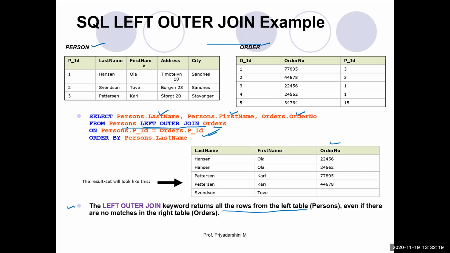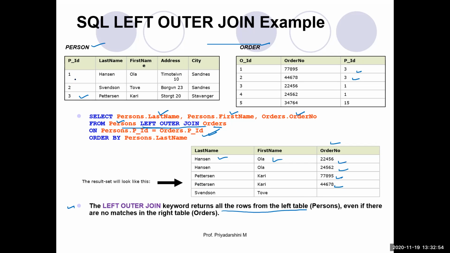What was my left table? The person table was my left table while using a left outer join. The details of the person table will be displayed entirely. What are the matches? The matching is for PID 1, which is Hansen. Hansen's details are displayed with the order number because it is matched between person and orders. And the next matching PID is 3, which is Peterson. So Peterson's 2 orders are also displayed with the order numbers.